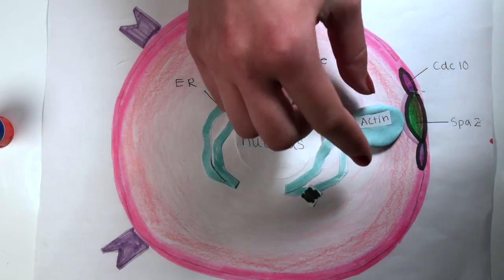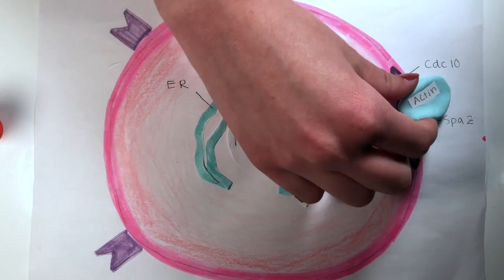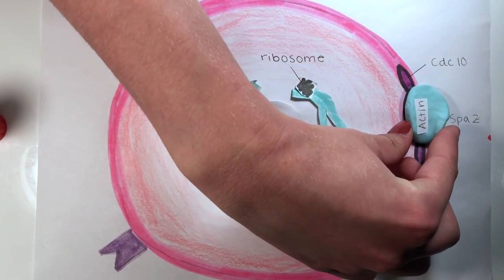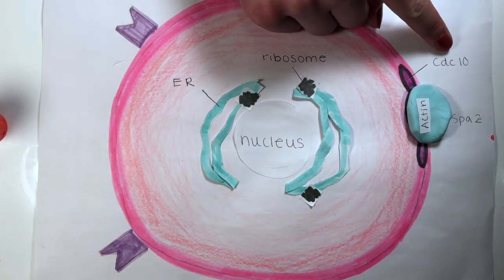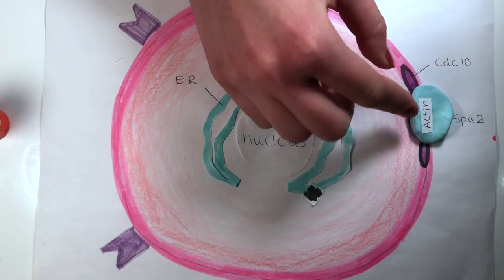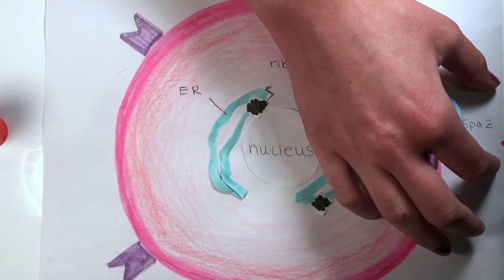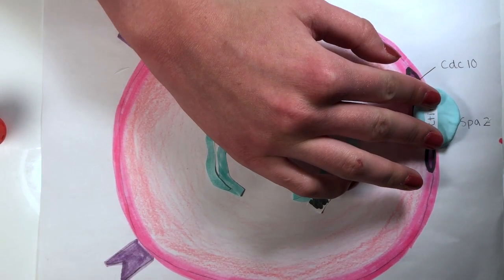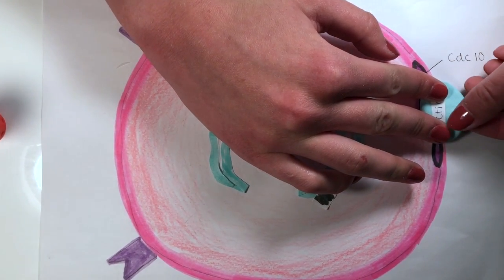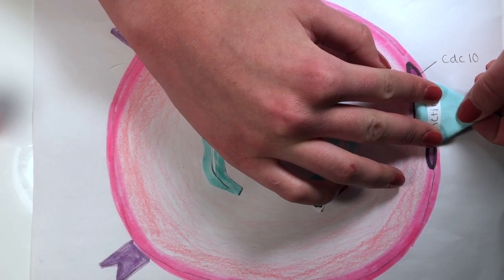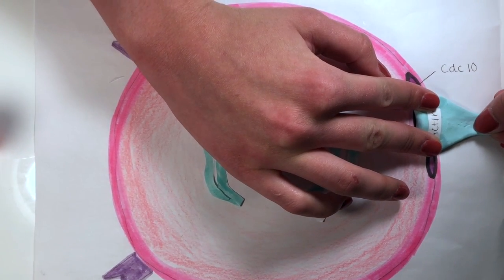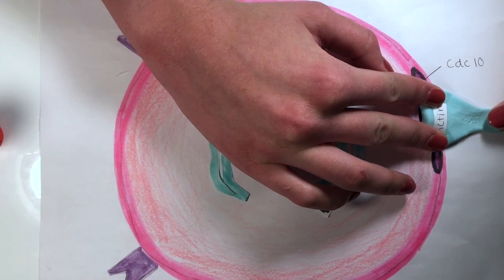Actin extends, creating a shmoo projection from the membrane. The shmoo extends towards its mating partner. The mating partner is determined by where the ligand received by the opposite yeast cell originally came from. These projections from each yeast cell allow the cells to merge together and create an A-alpha yeast cell.